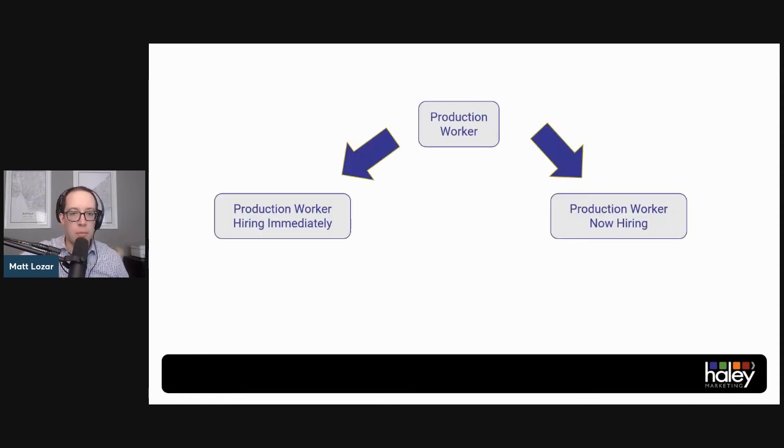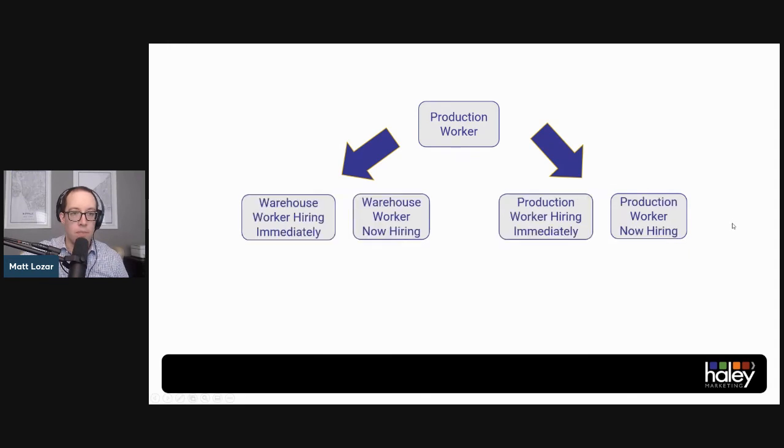We added a couple of different titles: production worker hiring immediately, production worker now hiring. Candidates are going to Indeed and the job boards and typing literally just these terms: now hiring, hiring immediately. So we need to create job titles our candidates are searching for.